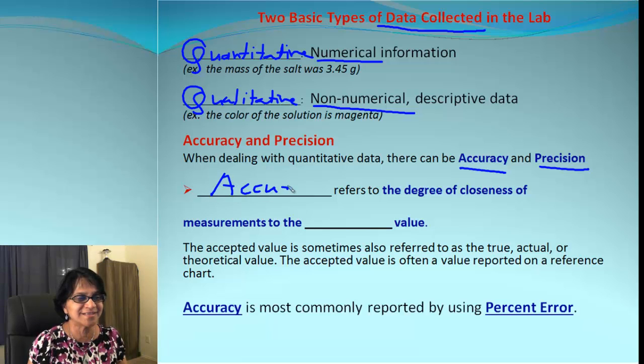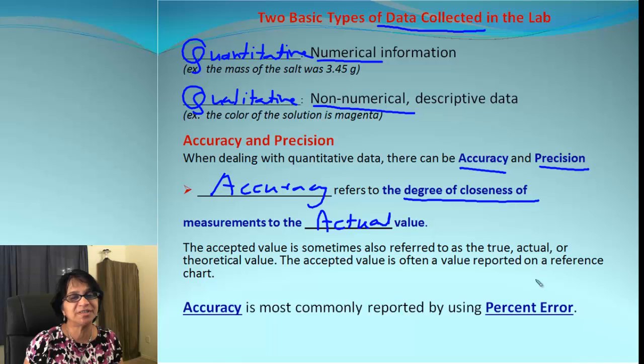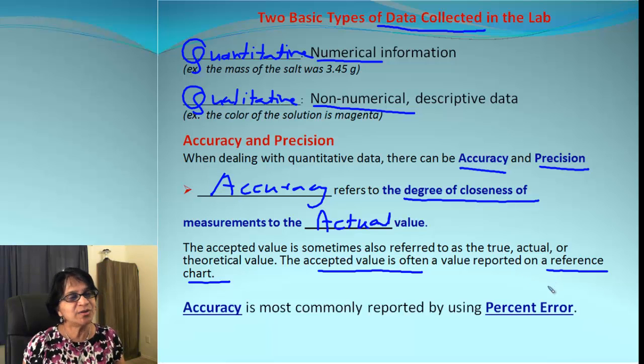Accuracy is simply the degree of closeness of the measurement to the actual value, or the true value. So the accepted value or actual value is the one which we compare with the value which we get in the experiment. Most often what we do is we use for accepted value a value which is in a reference chart and it's already reported. So accuracy is many times reported as nothing but percent error.